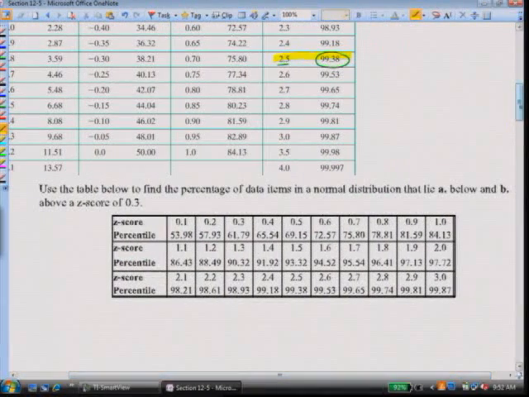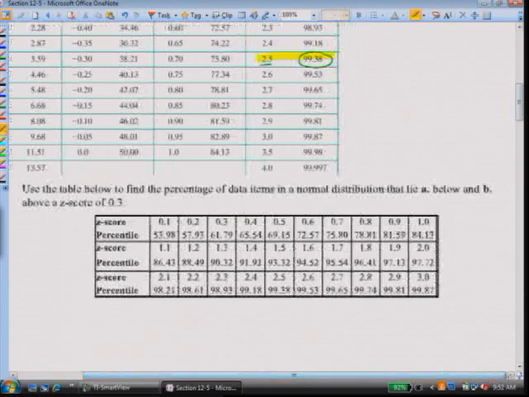Let's look at an example now. This is like the first problem in your homework. It says, use the table below to find the percentage of data items in a normal distribution that lie below and above a z-score of 0.3.